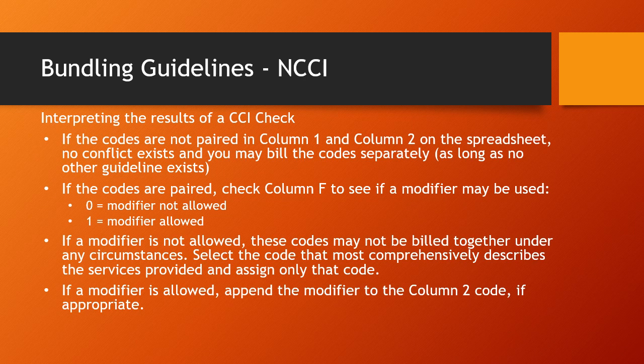If a modifier is allowed, which CPT code do I put the modifier on? That's always a question that I get, and the answer is put the modifier on the code that appears in column 2. A lot of people think that I'm always putting the modifier on the one that's worth the most money or the one that has the most RVUs. In general, it tends to go that way, but that's not always the case. So if you always want to put the modifier on the right CPT when it's appropriate, the modifier goes on the column 2 code, not the column 1 code.